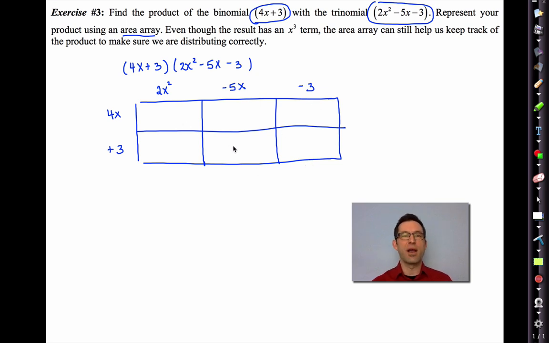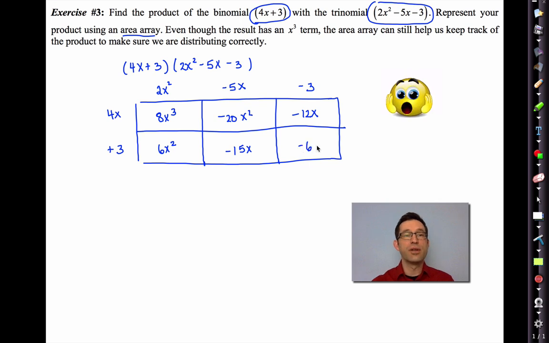But now what we have is 6 rectangles. Now they don't all have the same area the way that I've drawn them, but we don't really need them to be scaled correctly. We just want to be able to go 4x times 2x squared is 8x cubed. 4x times negative 5x would be negative 20x squared. 4x times negative 3 would be negative 12x. We can now do this row. 3 times 2x squared would be 6x squared. 3 times negative 5 would be negative 15x. And 3 times negative 3 would be negative 6.